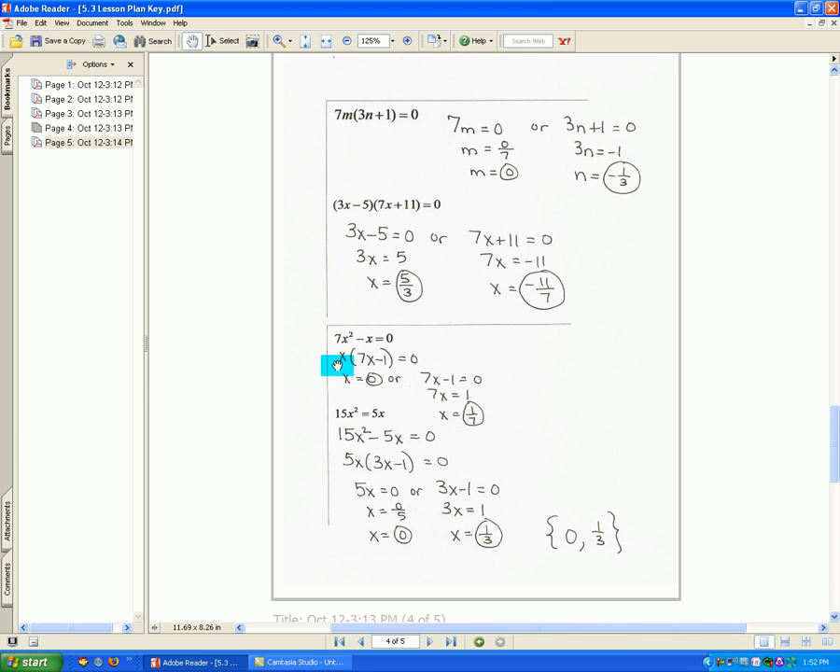And we do that by taking out the greatest common factor of x. So we have x times the quantity 7x minus 1 is 0. And now we can set up our two cases. If two things multiplied together give me 0, then either the first factor is 0 or the second. In the first case we get 0, and in the second case, if 7x minus 1 is 0, we add 1 to both sides and divide by 7.